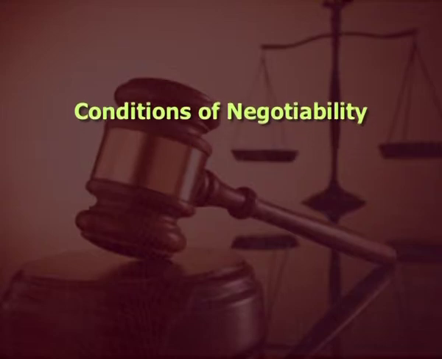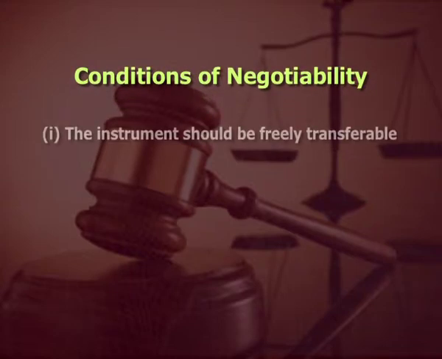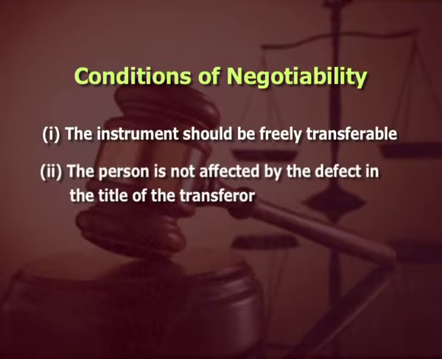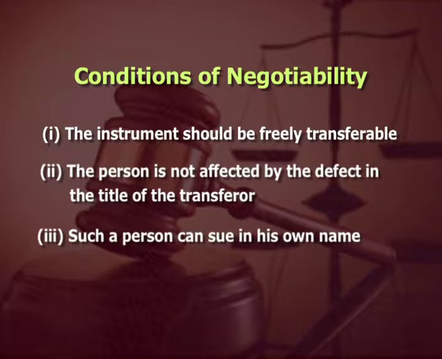According to these definitions, the following are the conditions of negotiability. First, the instrument should be freely transferable. An instrument cannot be negotiable unless it is in such a state that the true owner could transfer it by simple delivery or endorsement and delivery. Second, the person who takes it for value and in good faith is not affected by the defect in the title of the transferor. Third, such a person can sue upon the instrument in his own name. Negotiability involves two elements, namely transferability free from equities and transferability by delivery or endorsement. Mukherjee J. in Taylor's Priya versus Gulab Chand, AIR 1965 Cal.